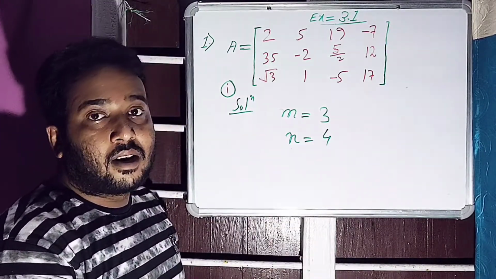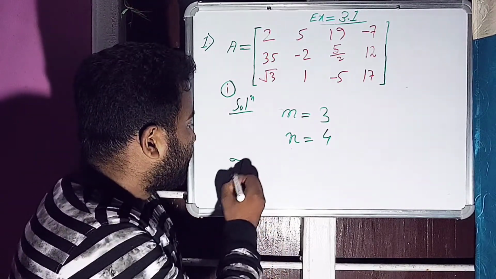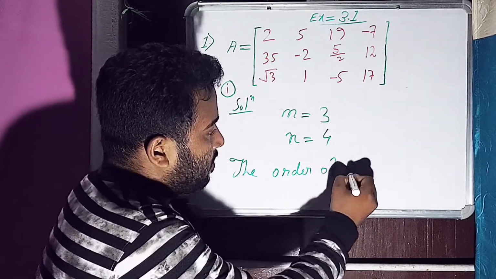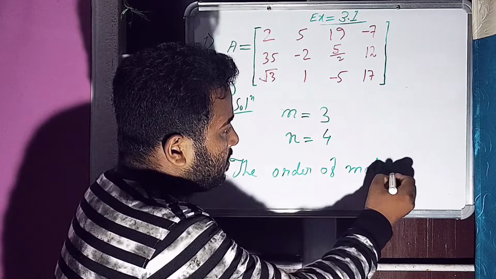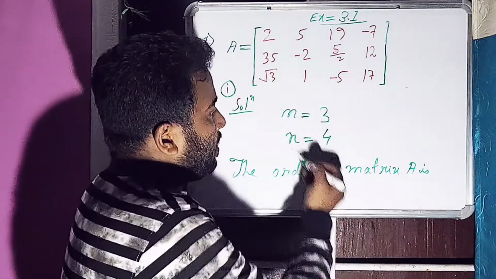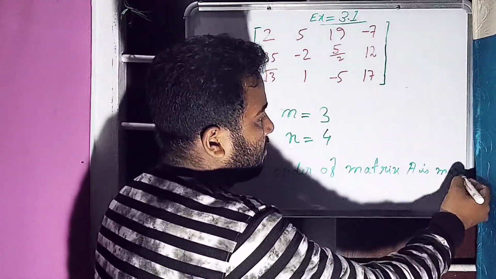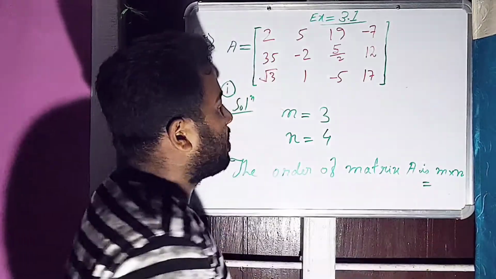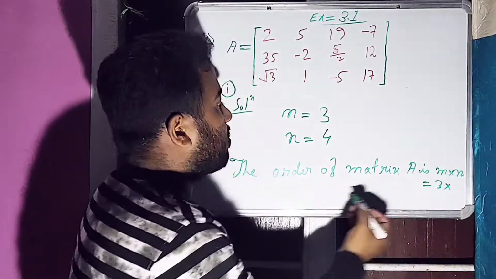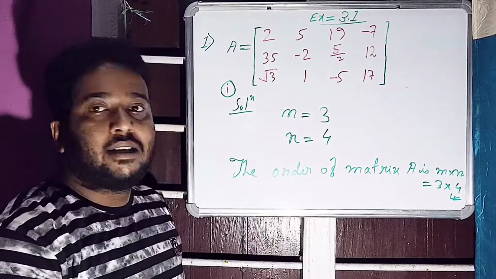So the order of the matrix A, we can easily find it now. The order of matrix A is the number of rows m by the number of columns n. So the number of rows m is equal to 3 by the number of columns, which is 4. So the order of the matrix is 3 by 4.